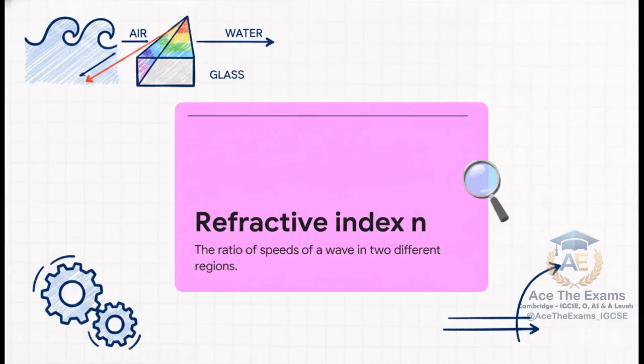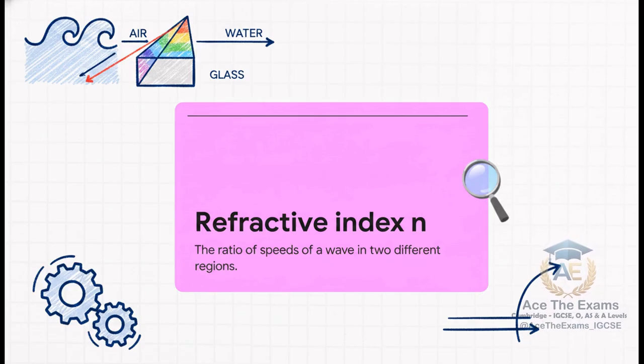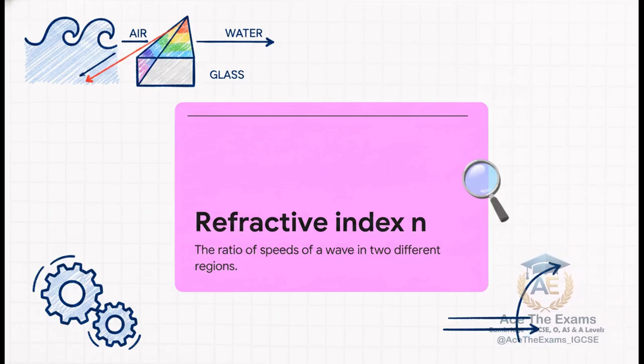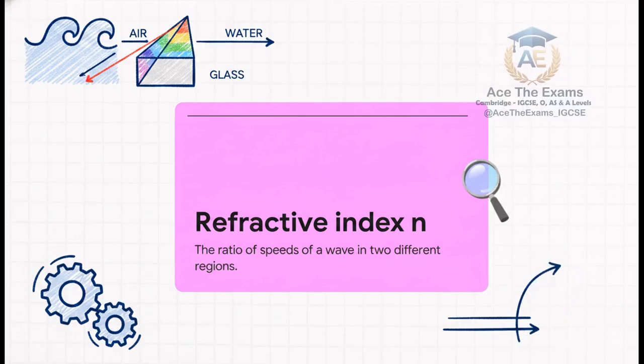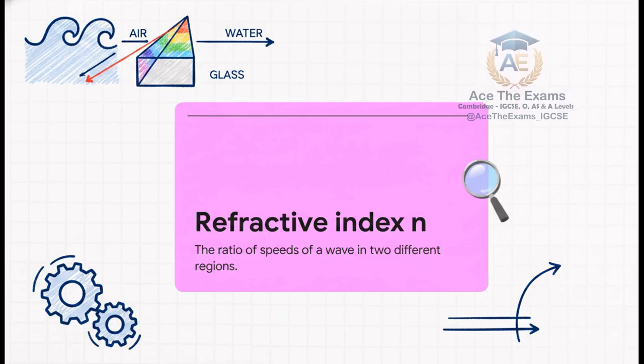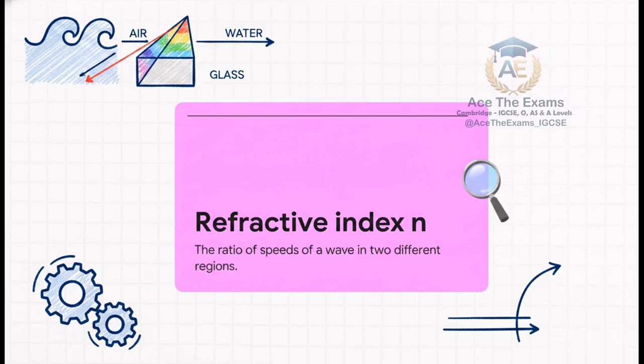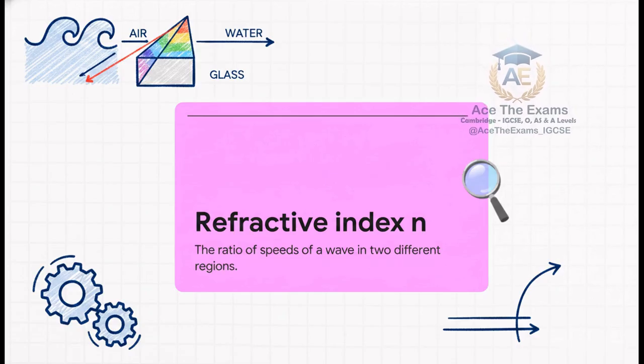Now, waves don't always move at the same speed. When light passes from air into water or glass, it slows down. This sudden change in speed causes the wave to bend, a phenomenon we call refraction. The refractive index is just the mathematical ratio of how much that wave's speed changes between the two materials. It's the exact reason a straw looks magically snapped in half when you drop it into a glass of water.